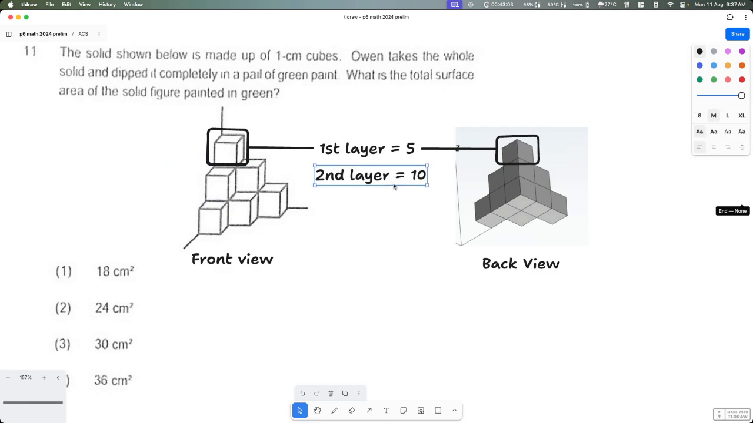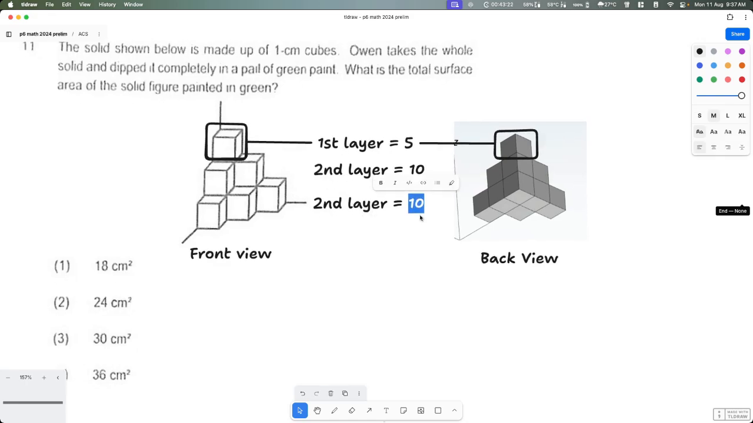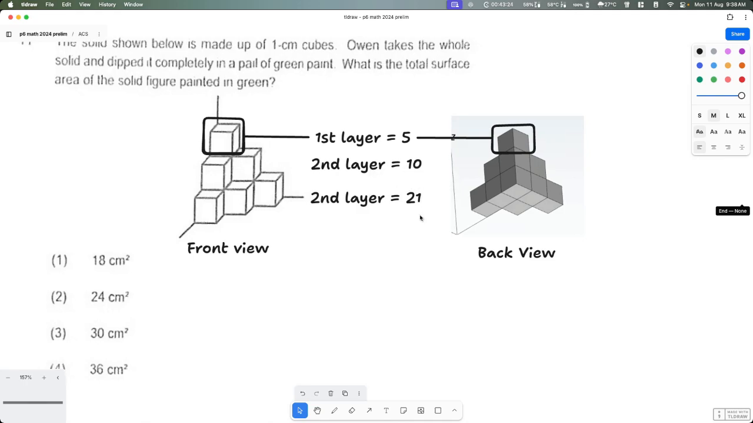Okay, and lastly the third layer. So you count, right? It's 1, 2, 3, 4, 5, 6, 7, 8, 9. And then you have 10, 11, 12, 13, 14, 15, 16, 17, 18, 19, 20, 21. So this is 21. So this is not the second layer but the third layer.